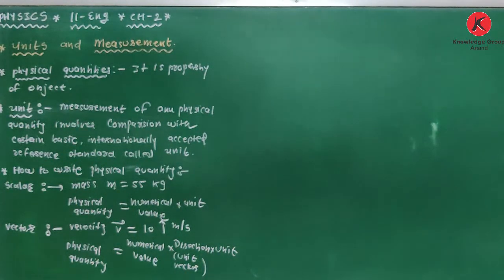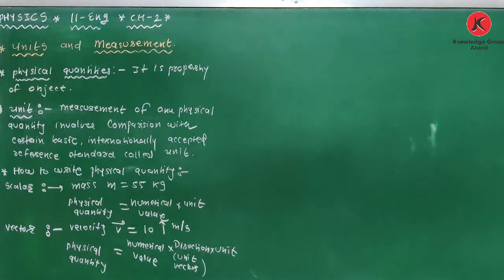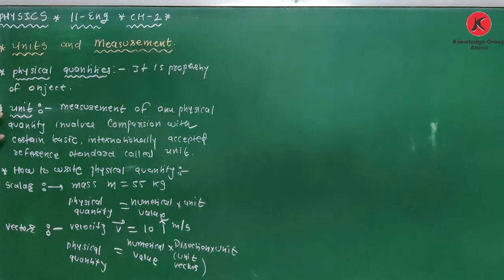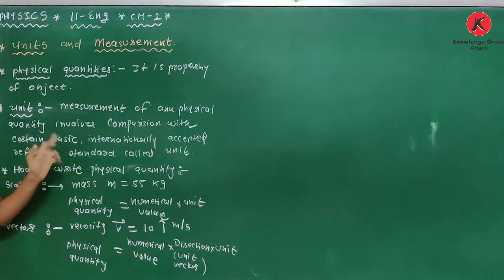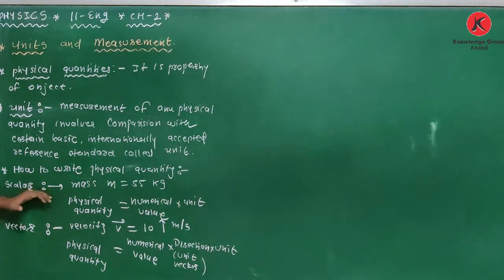Clear about this? So yes, that is how to write any physical quantity. Clear about this? So again, we will repeat these points. Physical quantities are properties of an object. Unit: measurement of any physical quantity involves comparison with a certain basic internationally accepted reference standard called unit. How to write any physical quantity? Scalar: numerical value and unit. Vector: numerical value, direction and unit.